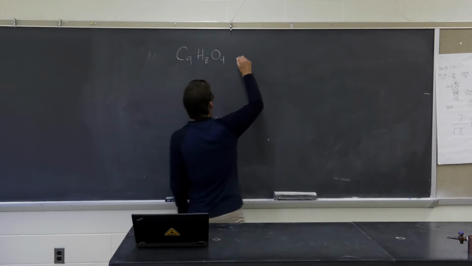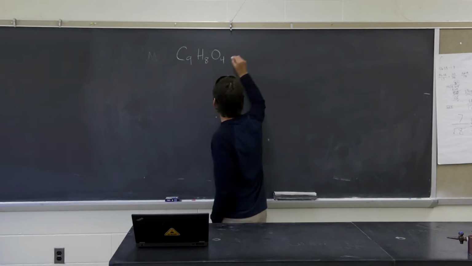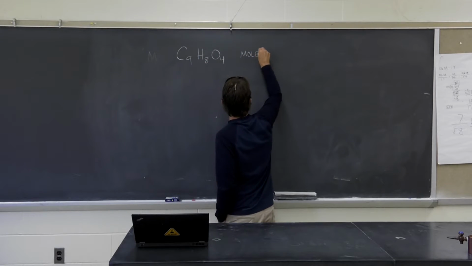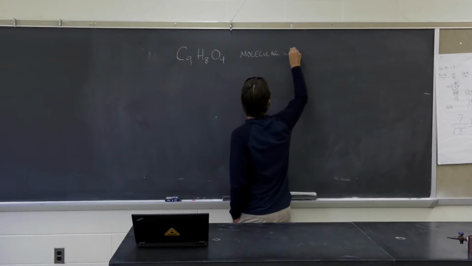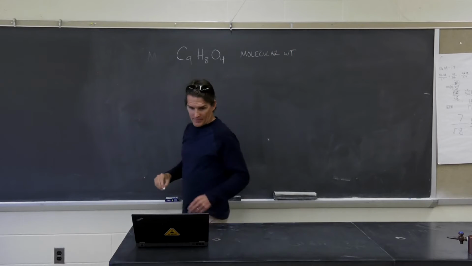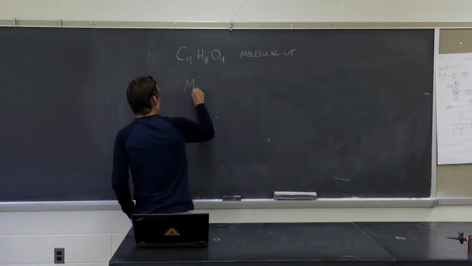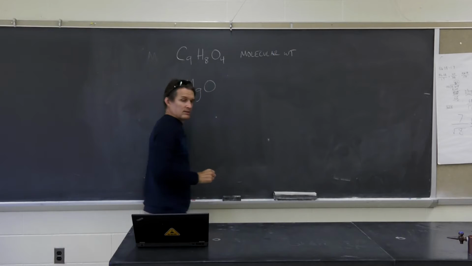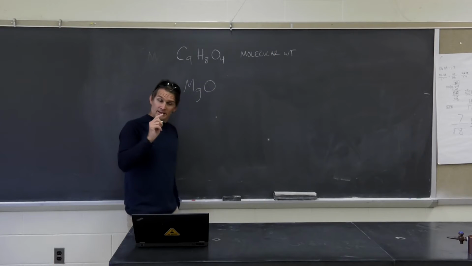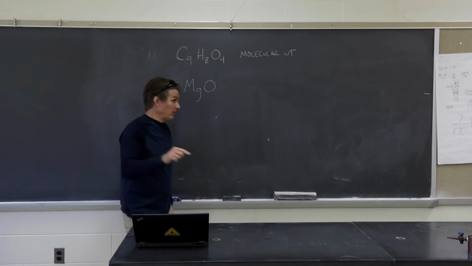This is aspirin, and we can look up the molecular weight for this. We're going to do that in a second. And then I also see magnesium oxide. Magnesium oxide is an ionic compound. How do I know? There's a metal there.